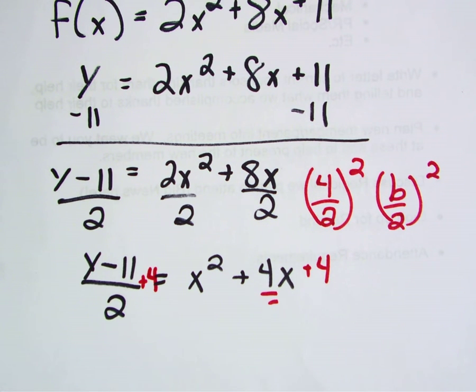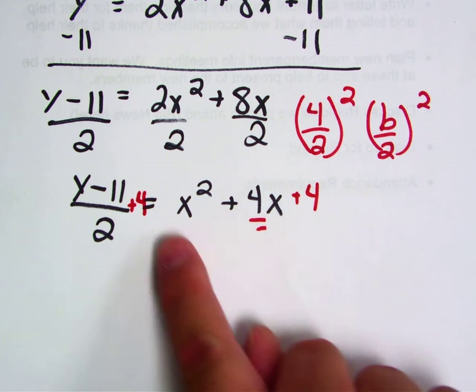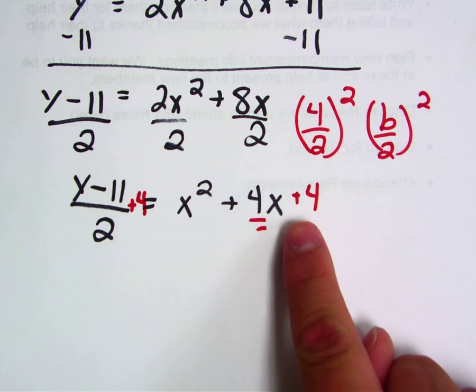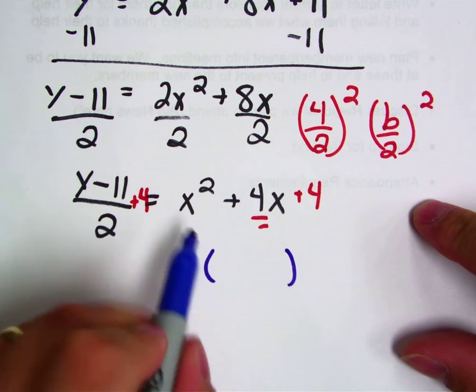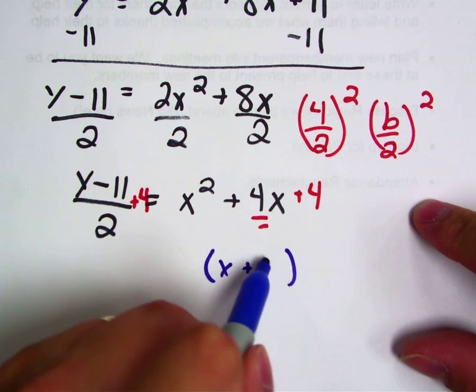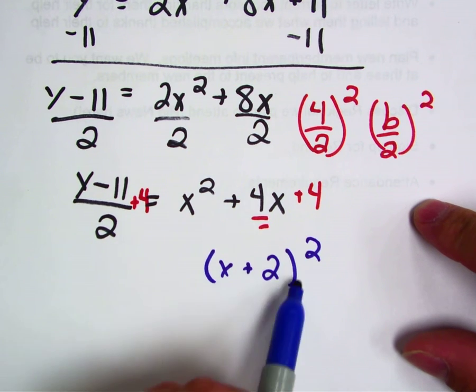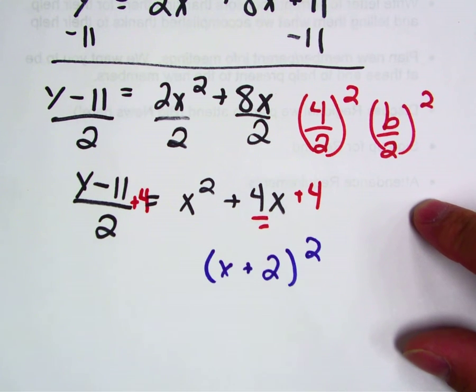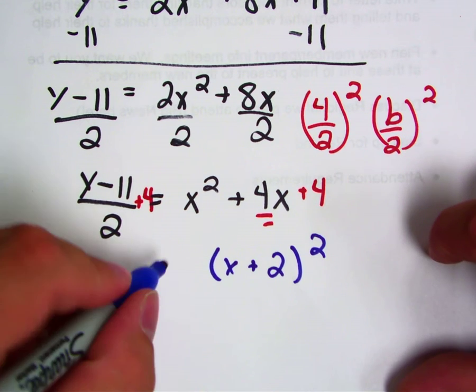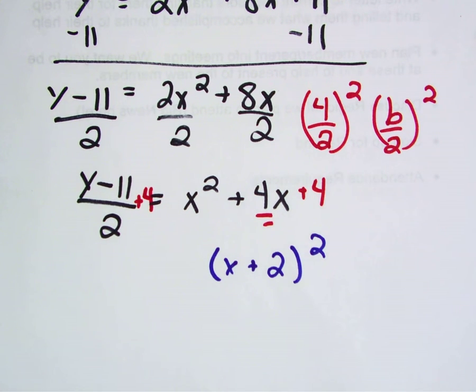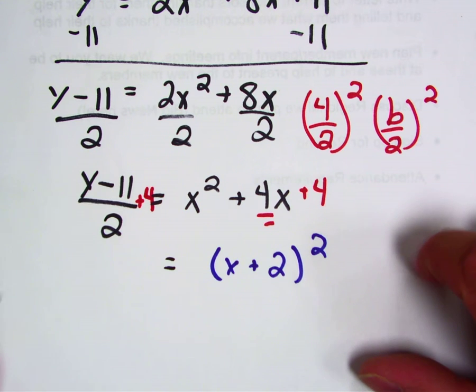Our next step in this is the whole reason we're doing this. We've made a perfect square trinomial over here, and I can rewrite that as a square. And so I'm going to have x plus 2 squared, because x plus 2 squared would give me x squared plus 4x plus 4. I'm just factoring it, but I know that's a perfect square because we completed the square. On the other side, nothing at all has changed. I just factored the right-hand side.